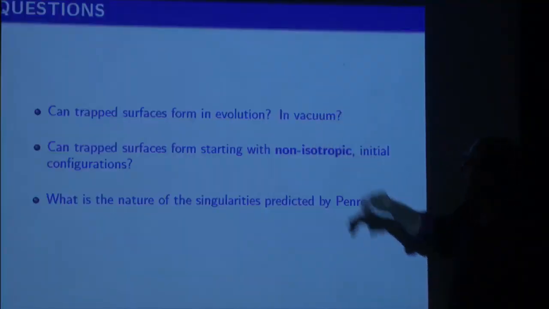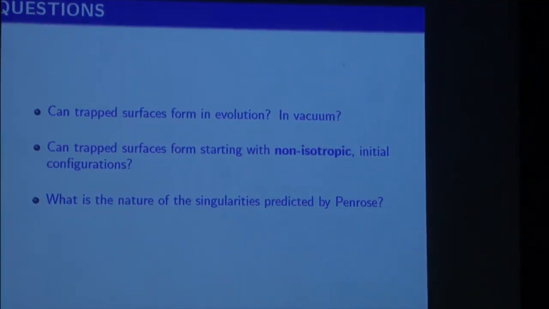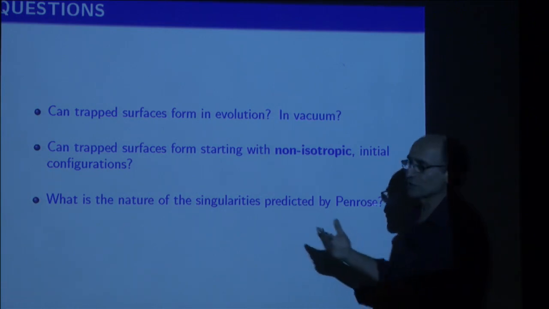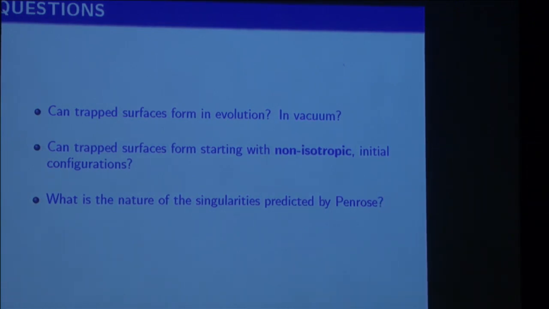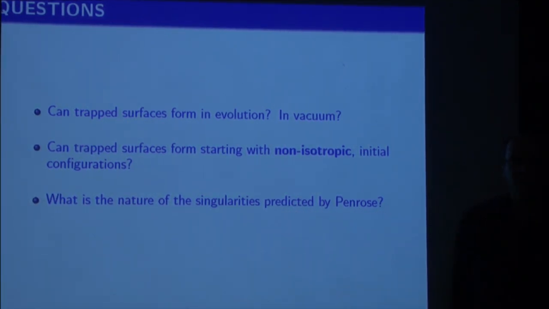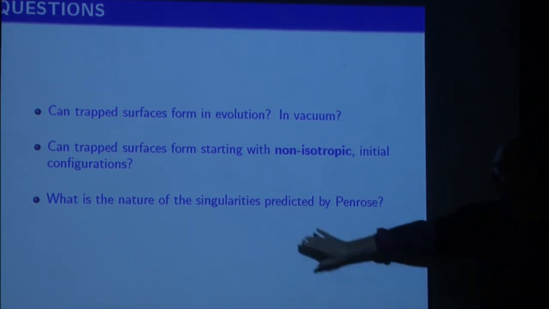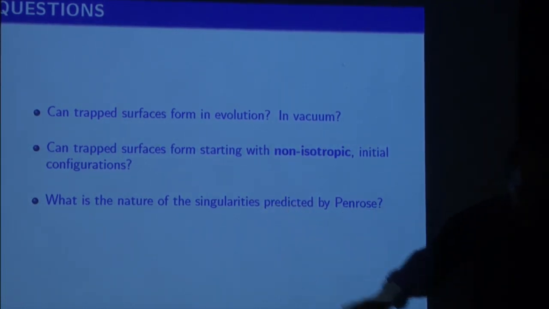So, in fact, this is going to be my next slide. The questions raised by this incompleteness theorem are: how do you get trapped surfaces in the first place? This is the most natural question, because the condition of a trapped surface is a very strong condition. Can trapped surfaces form starting with non-isotropic configurations? That's another very reasonable question to ask. And of course, what is the nature of the singularities predicted by Penrose? It's another big question, and I'm not going to address this.